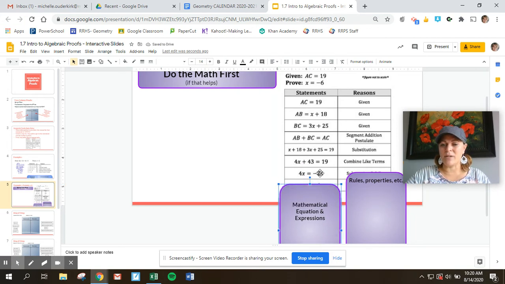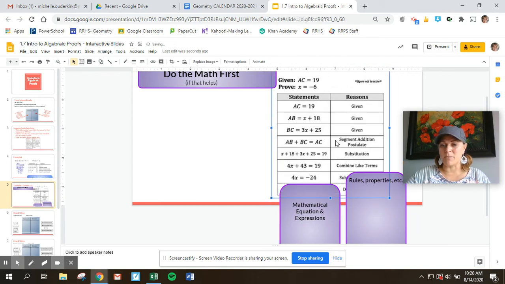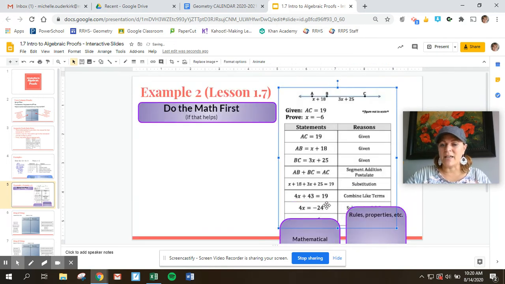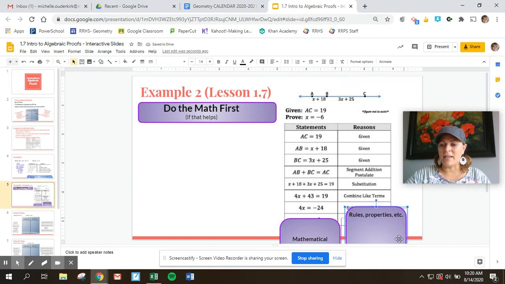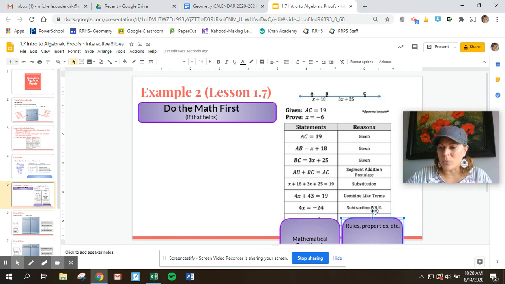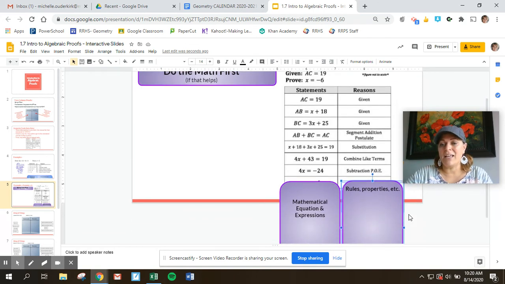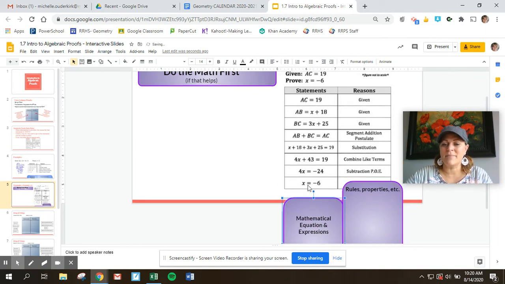4x equals negative 24. That means this 43 was moved. It was subtracted from both sides. And when you subtract 43 on both sides, it's the subtraction property of equality. So lots of teachers will accept subtraction property of equality written out like POE. Some teachers will not, so be aware of that. Make sure to ask your teacher if that is an acceptable way to write that rule. And the last step, x equals negative 6. So I'm hoping you can tell that they divided by 4 on both sides, which makes it the division property of equality.